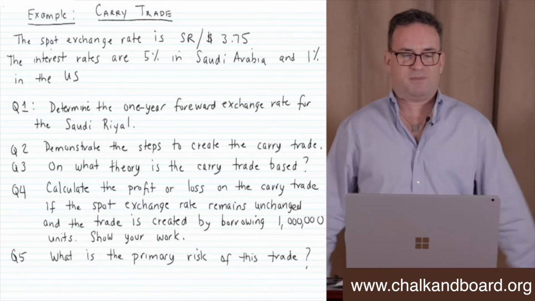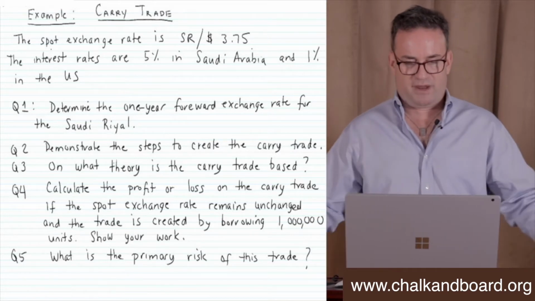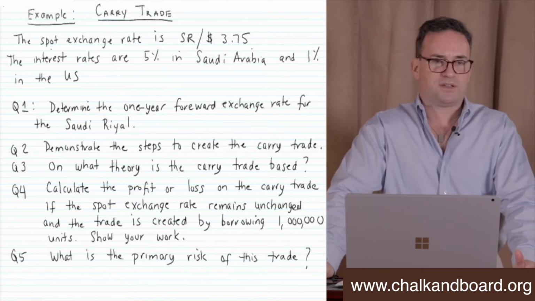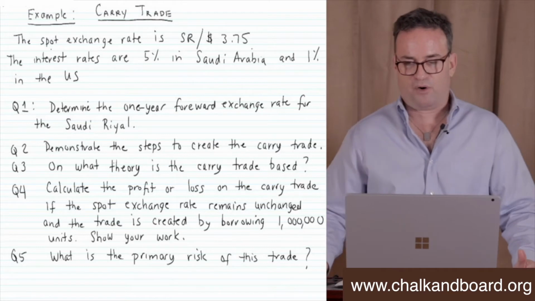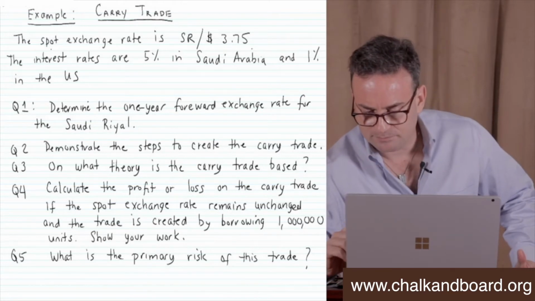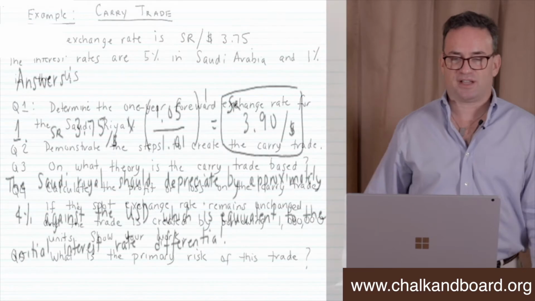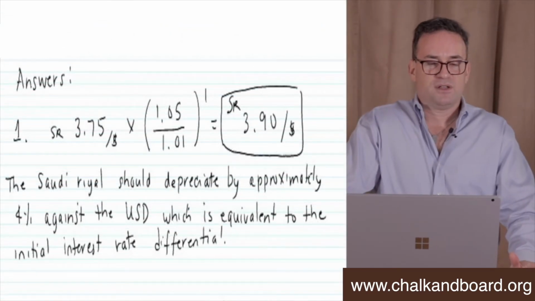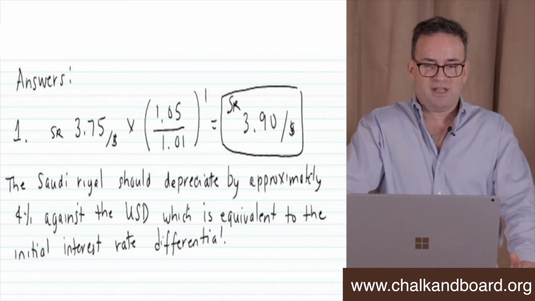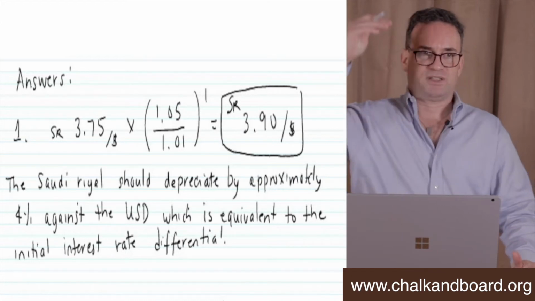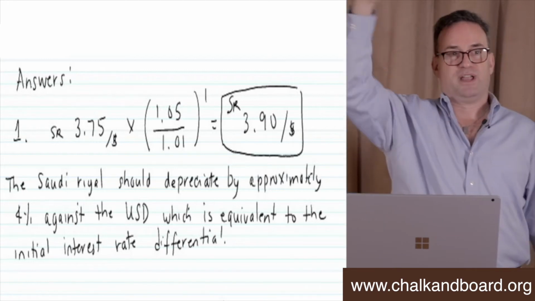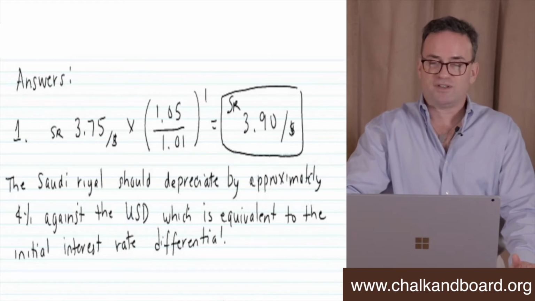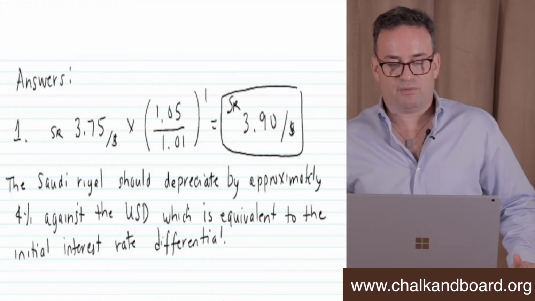Well, let's first of all determine the 1-year forward exchange rate for the Saudi riyal. How would we do that? I gave you the formula already. Forward equals spot times 1 plus the domestic interest rate over 1 plus the foreign interest rate. So if we go to the next page, we see the answers. On the next screen, you will see number 1, that it says 3.75 Saudi riyals per dollar, that's the spot exchange rate, times the interest rates in each country. Keep them consistent. Since it's riyal over dollars, it'll be the riyal interest rate over the US interest rate, 1.05 over 1.01 to the first, and that would give you 3.9 Saudi riyals per dollar.